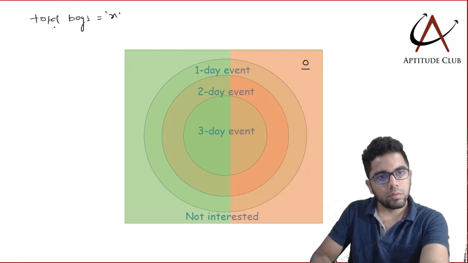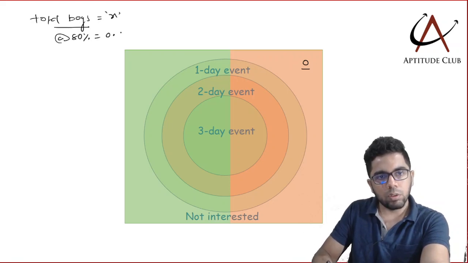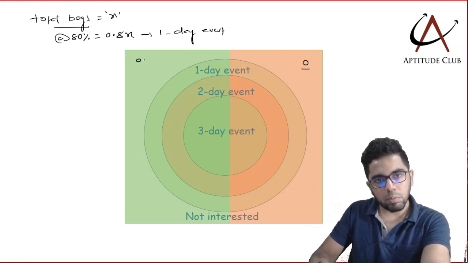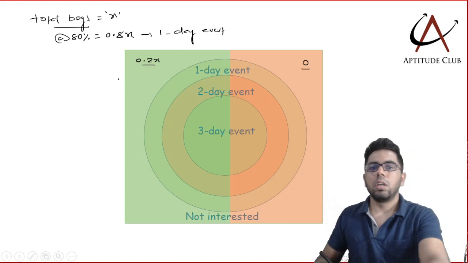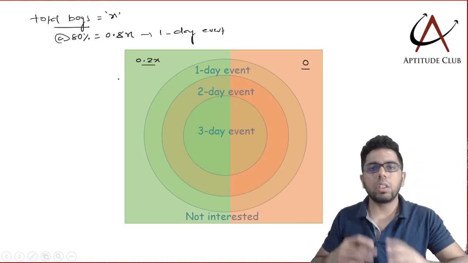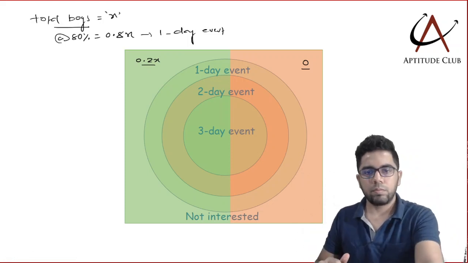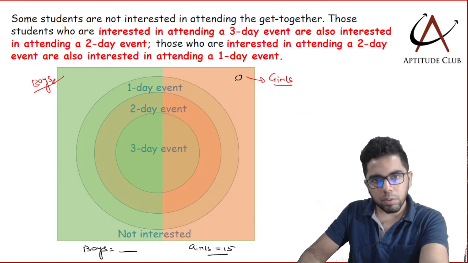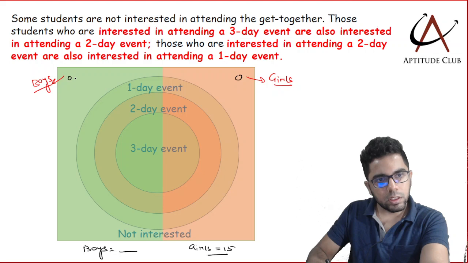It is X. And out of X, 80%, that is 0.8x, are interested to attend the 1-day event. That means this will become 0.2x. 0.2x number of people are not interested to attend the 1-day event. Let me put it here. Final answer, we will write there, this is 0 and this is 0.2x.